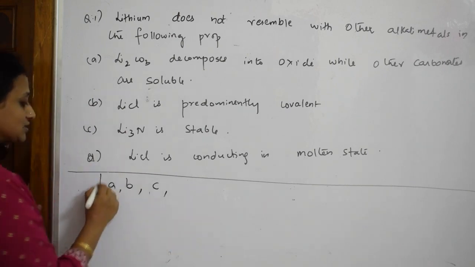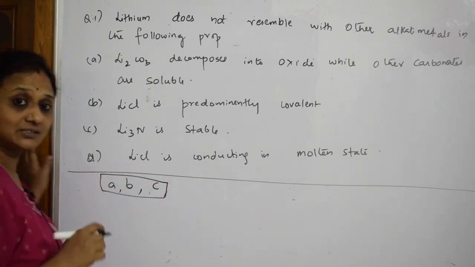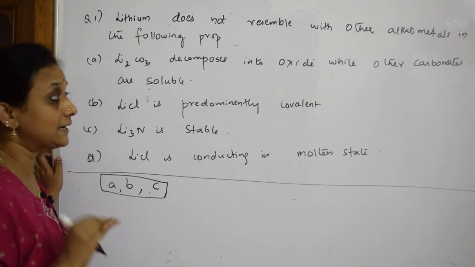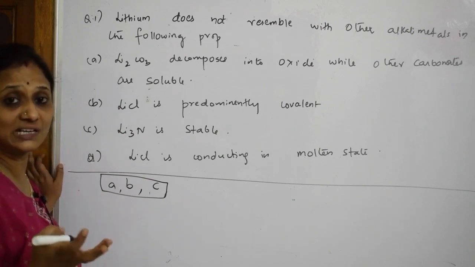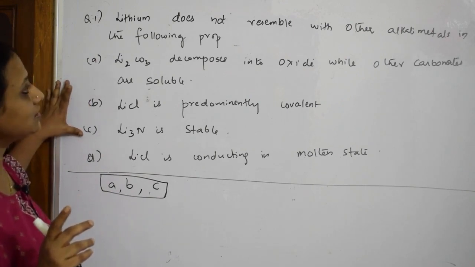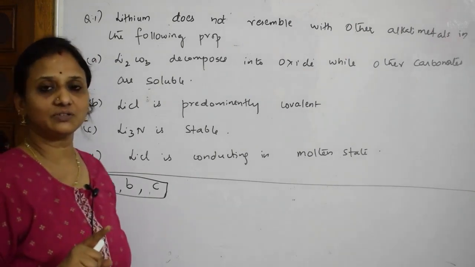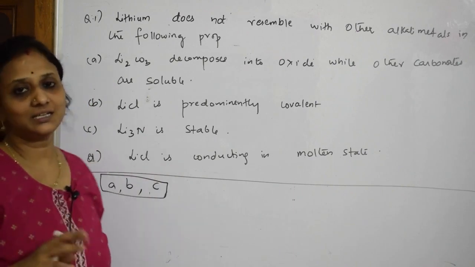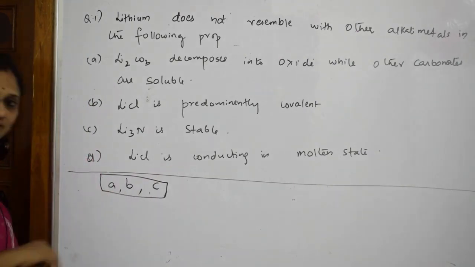So we have got three answers for this. Ma'am, what is this? We have got three answers. There are certain questions which have more than one option also, right? So here in this case, A, B, C, all three do not resemble alkali metals. The fourth one resembles. So A, B, C is the answer.